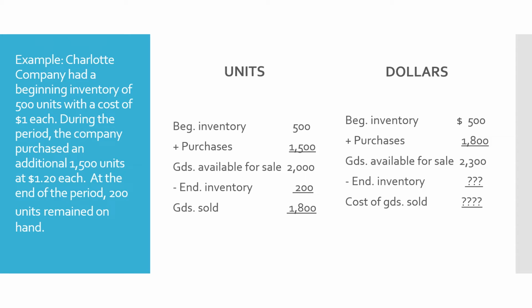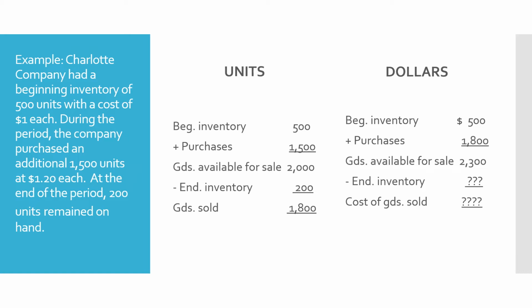So if we take this same information and do the same calculation but use dollars, the beginning inventory has a value of $500 because we had 500 units with a cost of $1 each. We purchased 1,500 units at $1.20, so the total cost of those purchases is 1,500 times $1.20, or $1,800. If we add those two numbers together, we get $2,300, and that is the cost of goods available for sale, which we can also abbreviate COGAS.